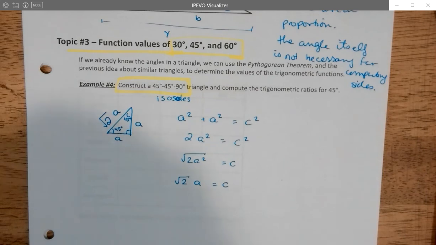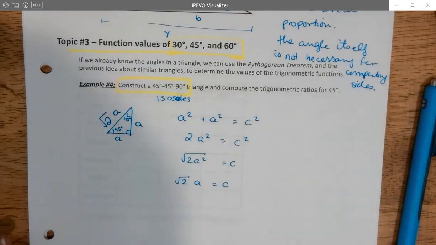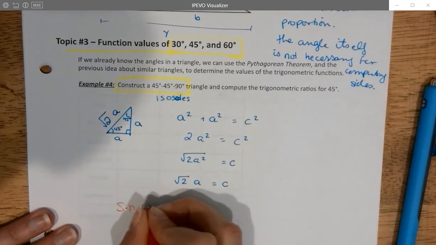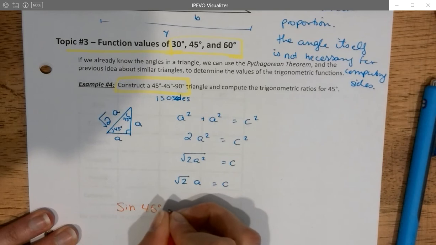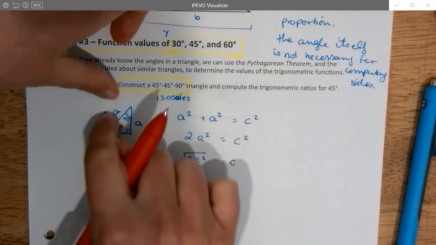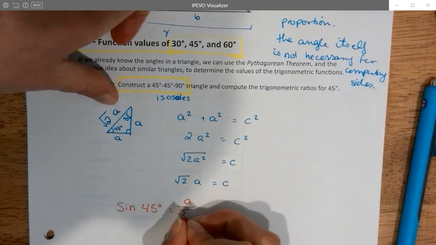Now I can compute the trigonometric ratios for a 45-degree angle. We're just going to do the first three: sine, cosine, tangent, because the reciprocal functions can be found quickly from them. So sine of 45 degrees is the opposite divided by the hypotenuse. So that's going to be A divided by square root of 2 times A.